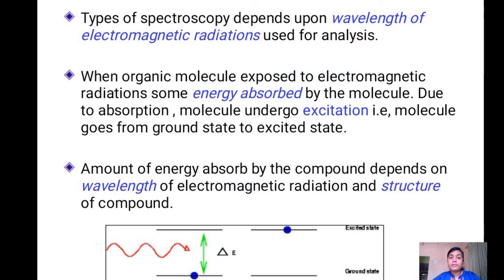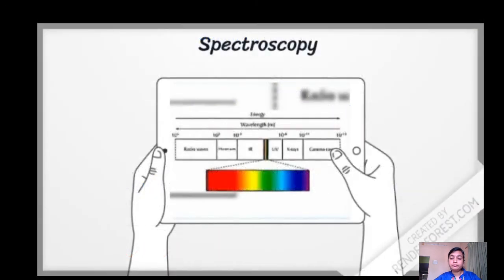So, the type of spectroscopy depends upon the wavelength of electromagnetic radiation used for analysis. When an organic molecule is exposed to electromagnetic radiation, some energy is absorbed by the molecule. Due to absorption, the molecule undergoes excitation, that is, from the ground state to the excited state. The amount of energy absorbed by the compound depends upon the wavelength of the electromagnetic radiation and the structure of the compound. So, this is about the basic things related to spectroscopy.